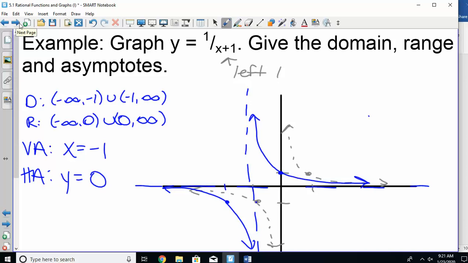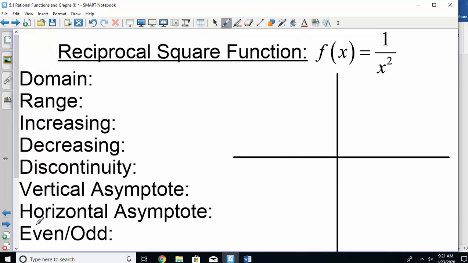I want to look at a second common function today. It's called the reciprocal square function. So it's 1 over x squared instead of 1 over x. The domain, we could graph it and give the domain, or you could look at the equation. What's the one thing it can't hit? What's the one number you can't plug in for x?